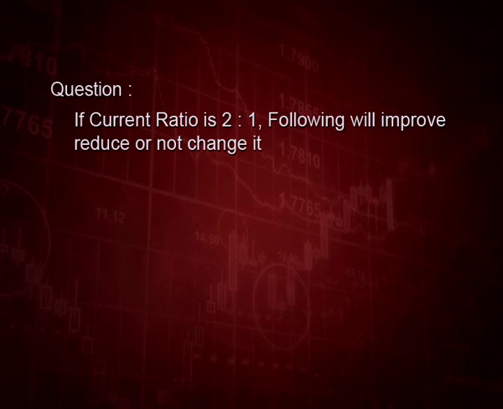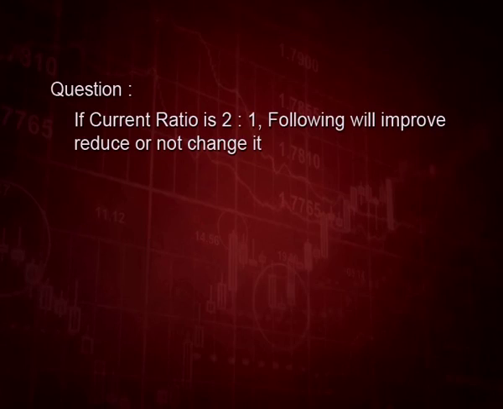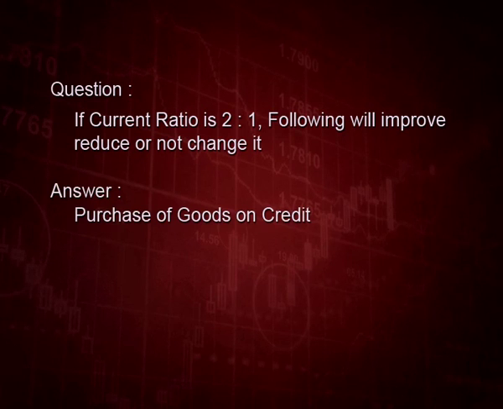Let us start another question with some other variation. If current ratio is 2:1, following will improve, reduce or not change it. Now, you have to think in your mind whether this transaction is going to improve the ratio, reduce the ratio or have no effect. Let us start thinking. Purchase of goods on credit, will it reduce, improve or have no change? Think about it. Yes, there will be no change. Oh no, there will be a change. Yes, what change? Yes, it will reduce the ratio.